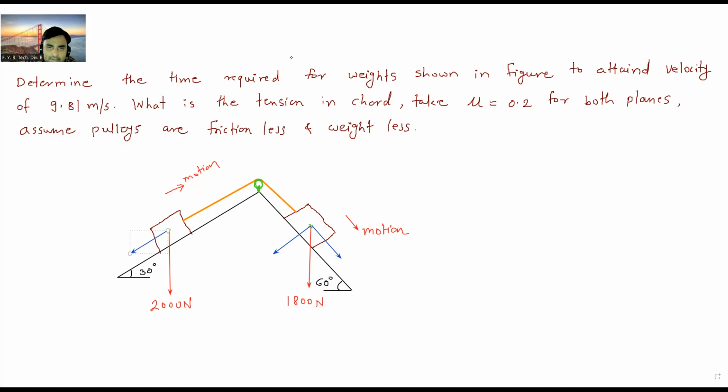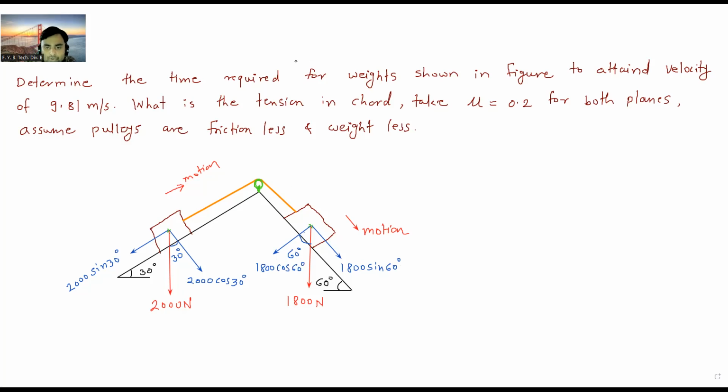Now the inclined plane will become our x-axis. This inclined plane is the x-axis, and this inclined plane is also the x-axis for this block. If this angle is 30, this angle is also 30 degrees. Similarly, if this angle is 60, this angle is also 60 degrees. Now if you resolve, here it is 2000 cos 30, this is 2000 sine 30, this is 1800 sine 30, and the angle is 60 degrees, so 1800 sine 60 and 1800 cos 60.